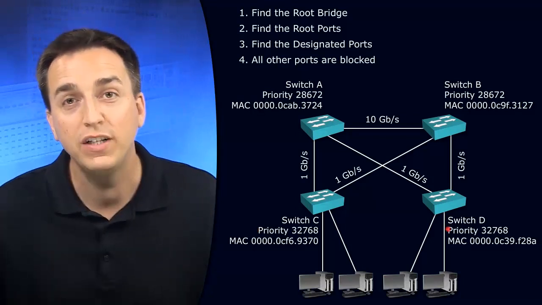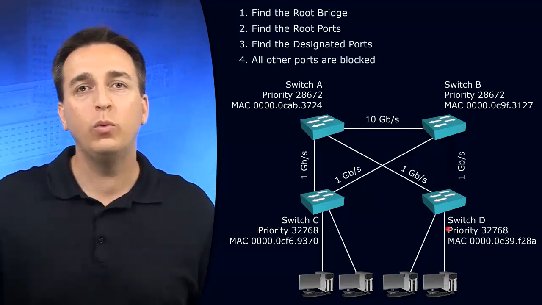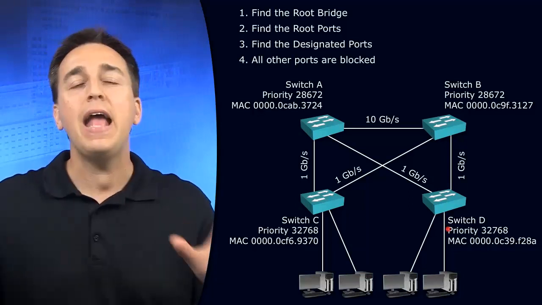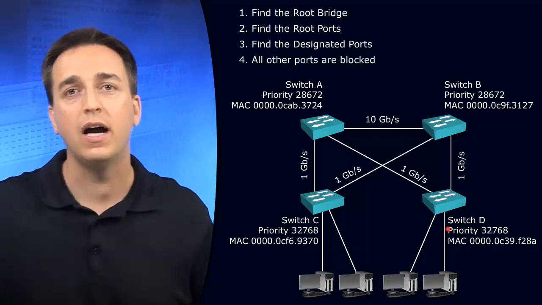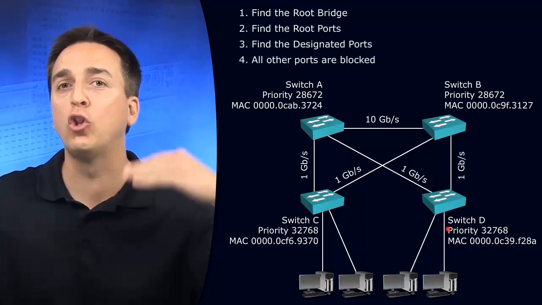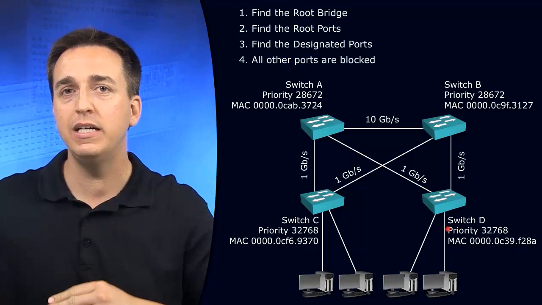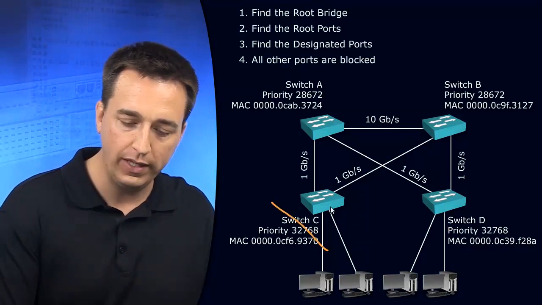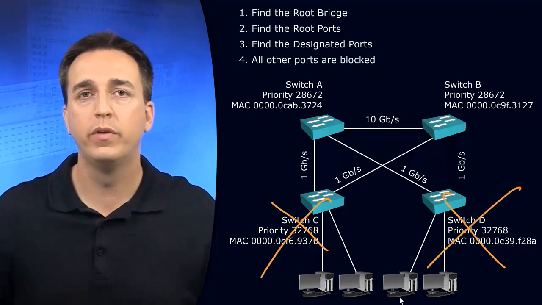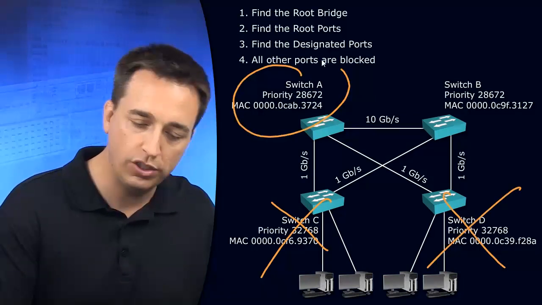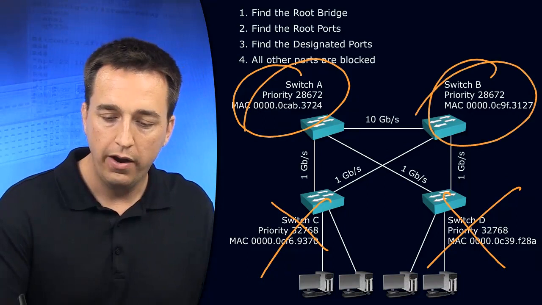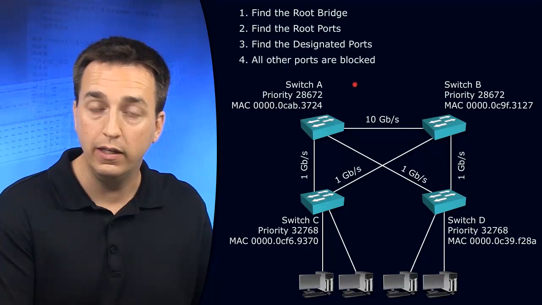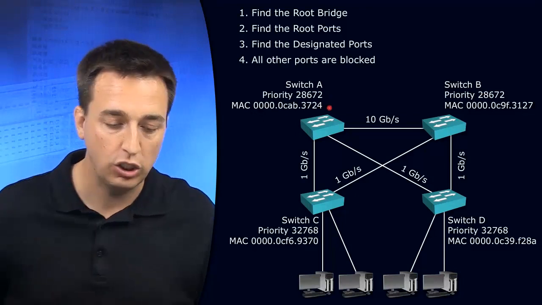Well, we have a tie and we don't have a tie. Switch A and B are tied, switch C and D are tied, but switch A and B are lower than C and D. Therefore, we don't look at those switches anymore. We only compare these two now. Since switch A and B have the same priority, we look at the MAC addresses between the two.